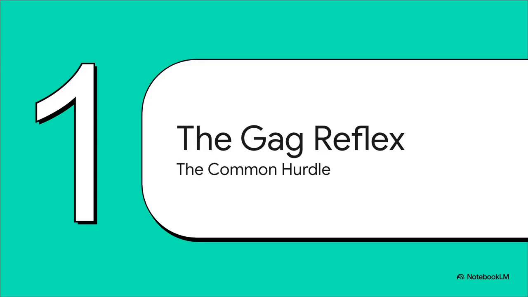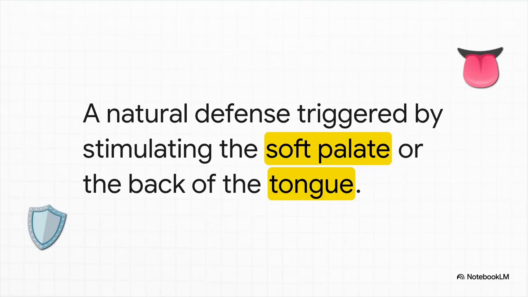So let's kick things off with the biggest, most common hurdle, that powerful, totally involuntary reaction we all know as the gag reflex. Seriously, understanding what it is and why it happens is the absolute first step to getting it under control. Okay, so at its core, the gag reflex is just your body's natural defense system. It's there to protect your airway, which is a good thing. It gets triggered when certain spots get touched. We're talking about the soft palate at the very back of your mouth or the back part of your tongue.